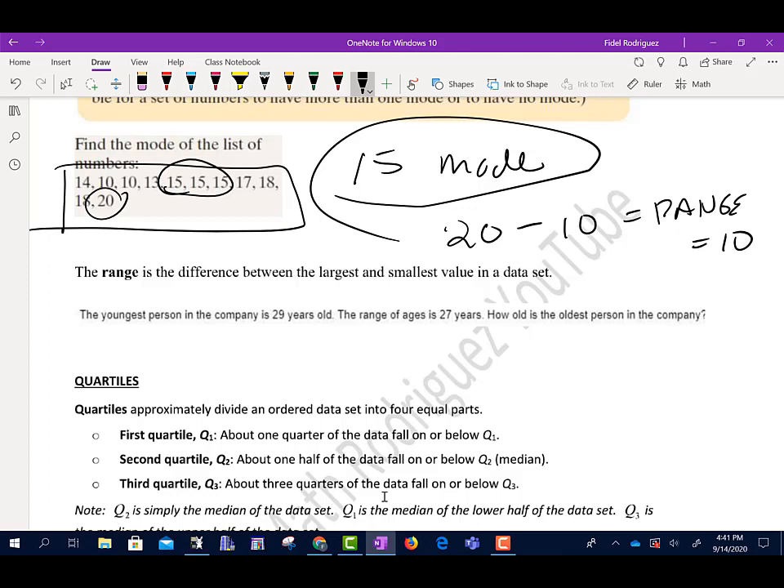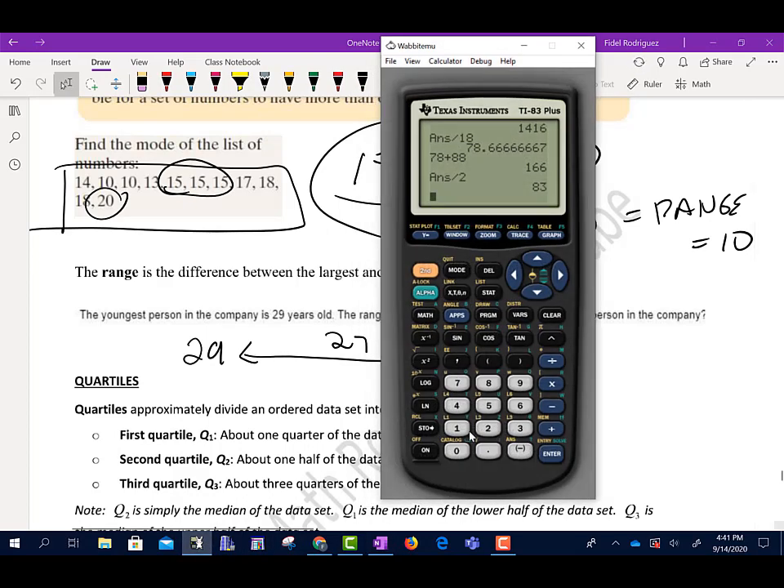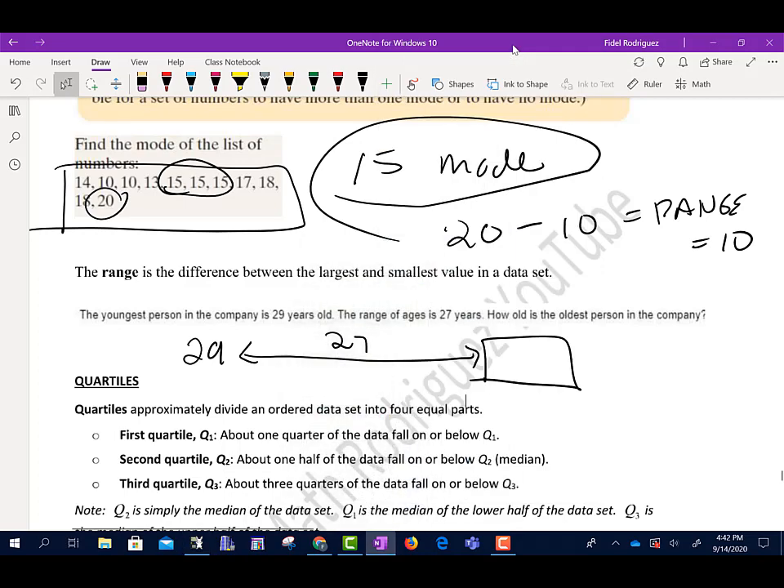The youngest person in the company is 29 years old, and the range is 27 years. How old is the oldest person? If I know that my youngest is 29, and the range is 27, we're just going to take 29 and add 27 to it. 29 plus 27 gives me 56.